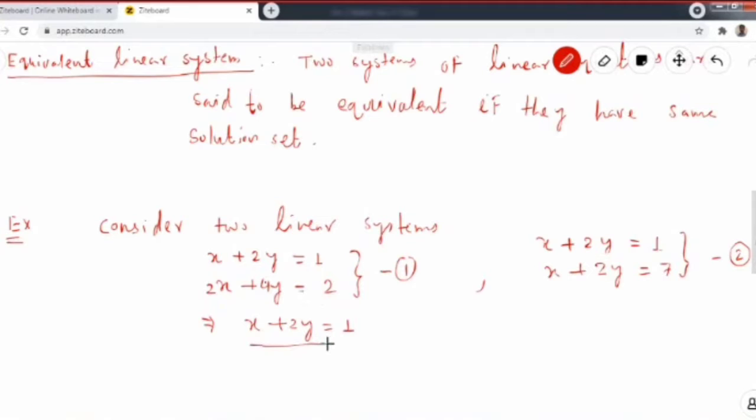So solution for this system means the set of all ordered pairs which satisfy this one equation, x plus 2y is equal to 1. There are infinitely many ordered pairs (x, y) which satisfy this equation, because this is just a line. All the points lying on this line are the solution for this system of linear equations.